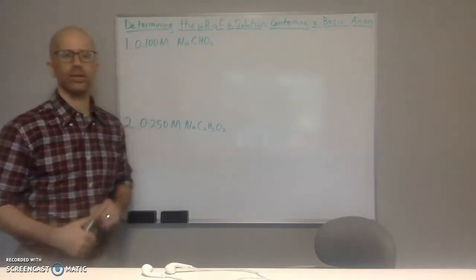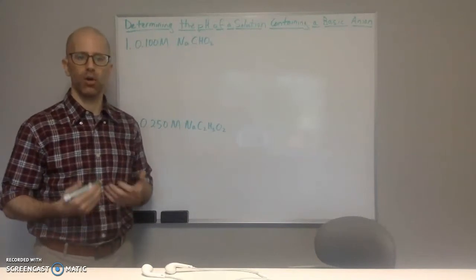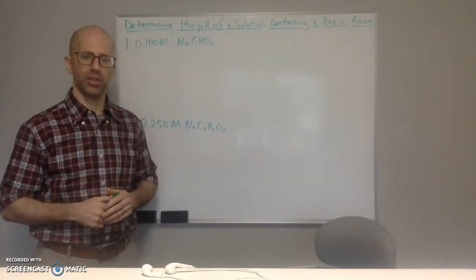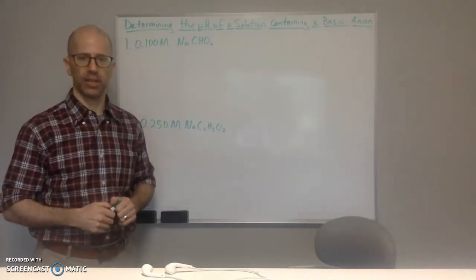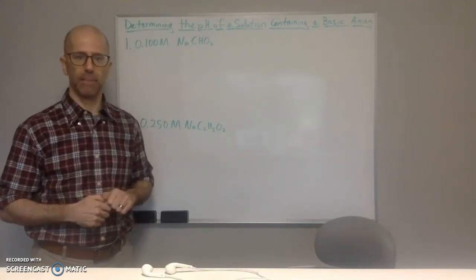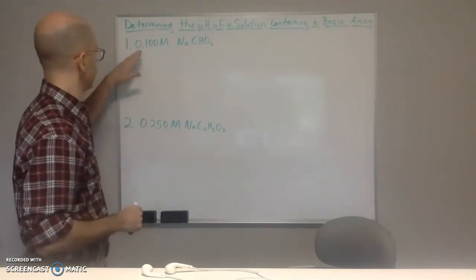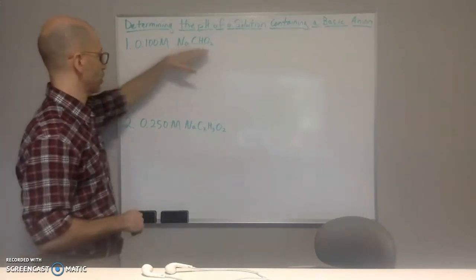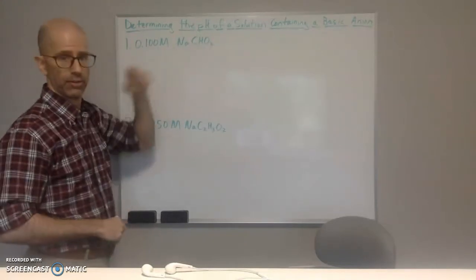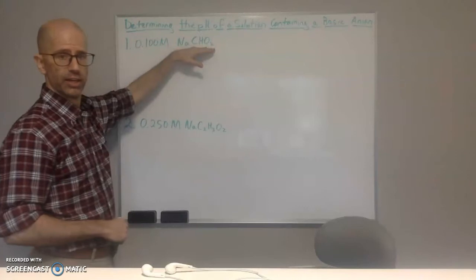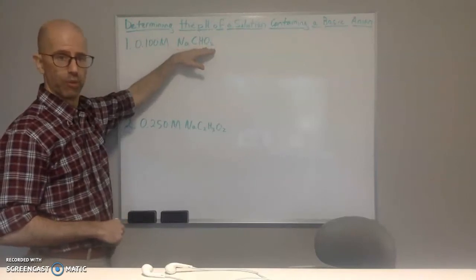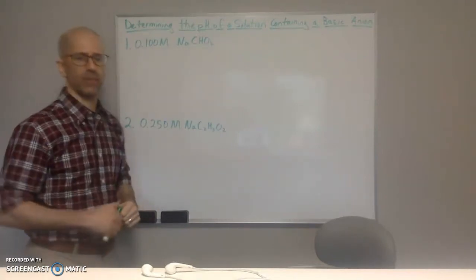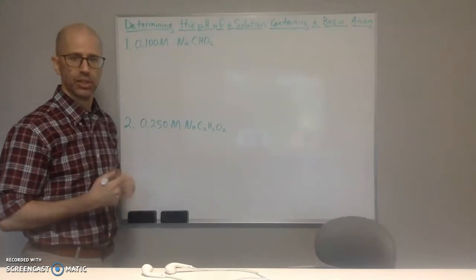My name is Mr. Cobalt, and in this video I'm going to be going over a couple of practice problems where you are going to determine the pH of a salt that contains an anion that is acting as a base. So the first one we have is a 0.100 molar solution of sodium formate. This is the conjugate base of the acid, formic acid, which is a weak acid. Therefore, this is going to be a weak base. So this anion is acting as a weak base. So we're going to figure out the pH of this solution.